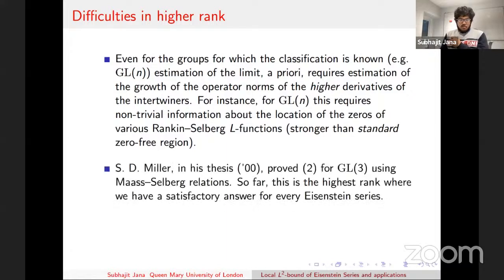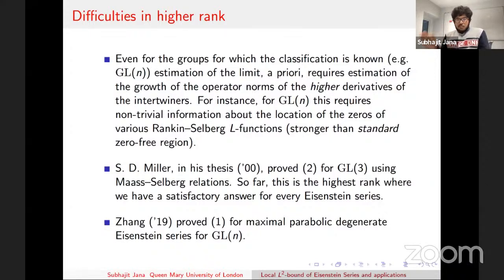So what we know so far is that Stephen Miller, in his thesis in 2000, proved the average bound for GL3 using the Selberg relation. And if you see his paper, he computed this limit very carefully, combining various terms and canceling the poles. It's a very delicate problem. And this is the highest rank where we know a satisfactory answer for every Eisenstein series.